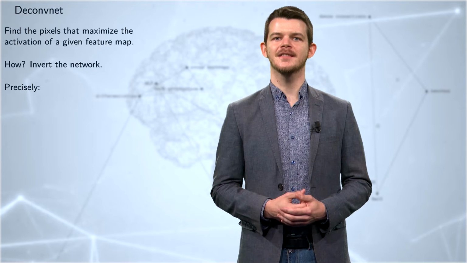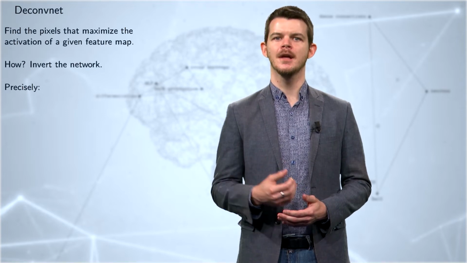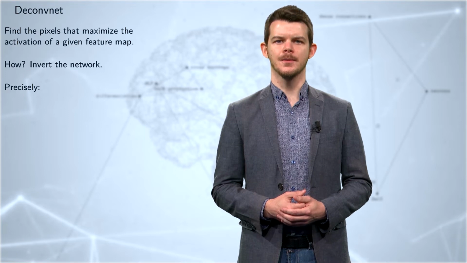A fundamental tool to comprehend what activation feature maps are doing is the DeconvNet approach, which is the important idea in ZFNet. It aims at finding the pixels that maximize the activation of a given feature map. To do so, we are going to invert the network.